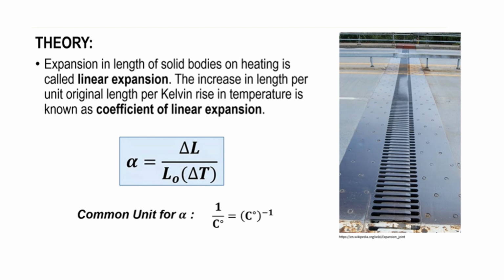expansion. To compute for the coefficient of linear expansion, we can use this formula: alpha is equal to delta L over L naught multiplied by delta T. Alpha is the coefficient of linear expansion. Delta L is the elongation or the change in L, which is LF minus L naught. L naught is the initial length of the metal sample. Delta T is the change in temperature, so we have to know the final temperature and also the initial temperature. The unit for the coefficient of linear expansion is 1 per Celsius degree, or Celsius degree to the -1.